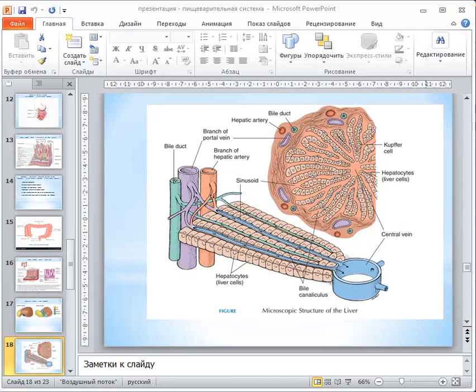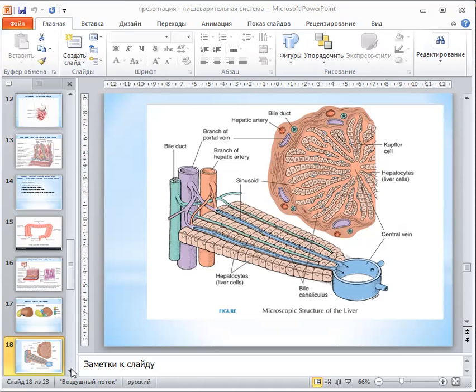The main functions of the liver: participates in protein metabolism, participates in carbohydrate metabolism, participates in fat metabolism, synthesis of hormones, protective function, support of homeostasis.